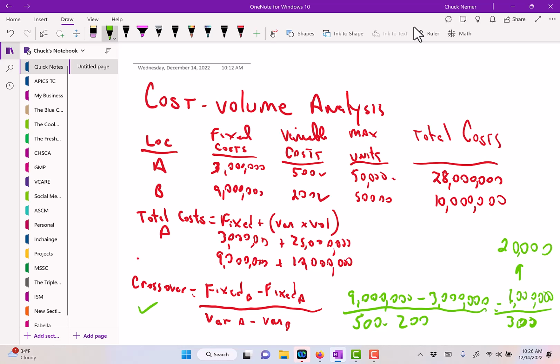So from 0 to 20,000 units, we're going to ship out of location A. And then once we get over 20,000 units, we're going to ship using location B.